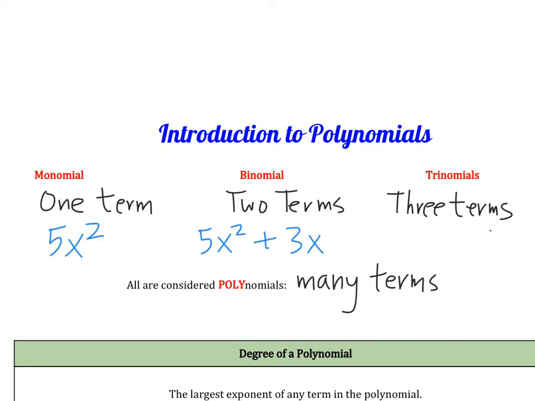We can have 5x squared plus 3x minus 2. Notice you can either have a plus or minus to separate each one, but not multiplication or division. Multiplication will just make it one term.